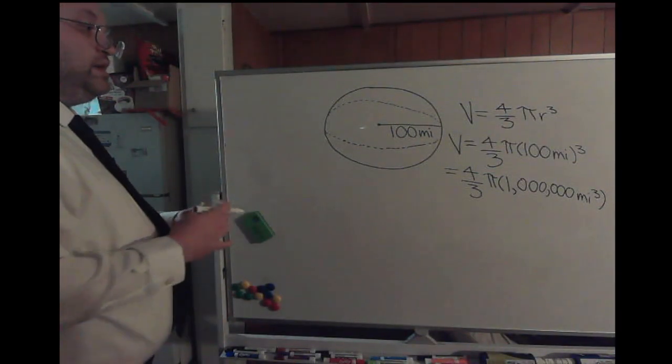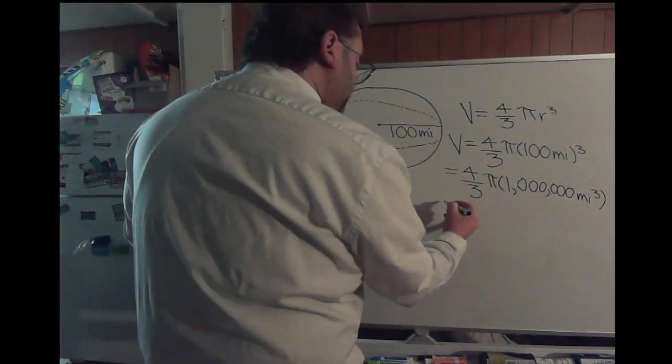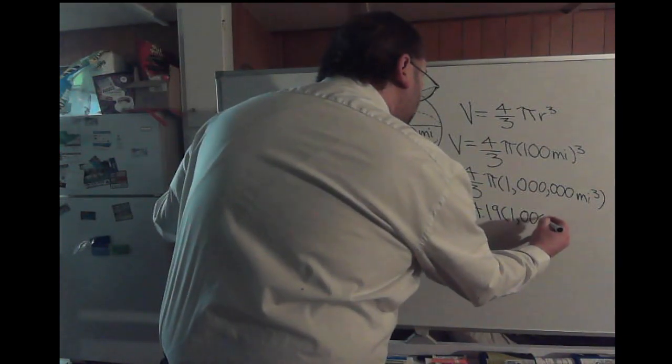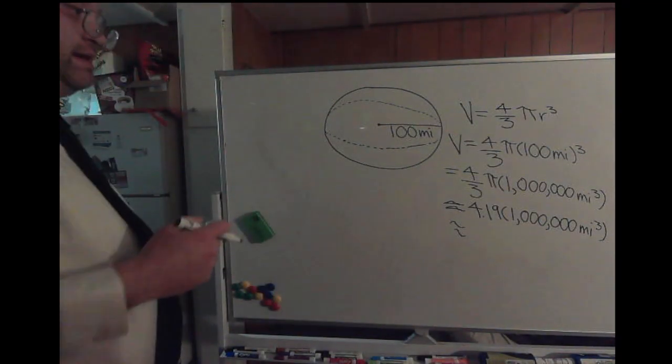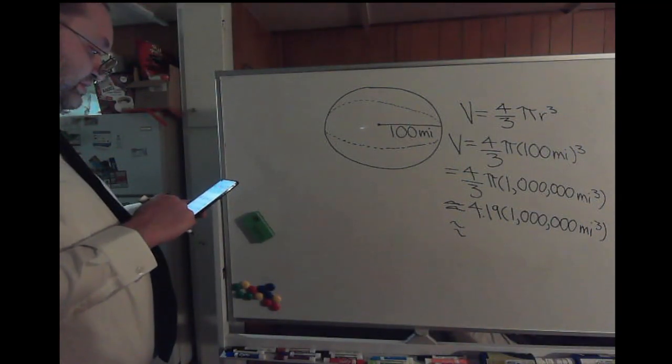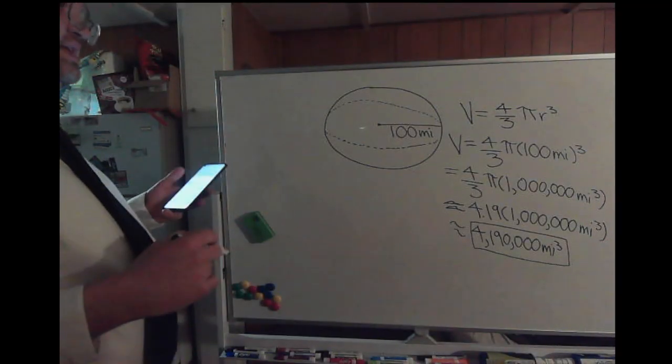Alright. So now we have a simple multiplication problem. We've already determined that 4/3 times pi is approximately 4.19. We'll take that times our 1,000,000 cubic miles. And now we just take 4.19 times 1,000,000. Yep, as I thought, it would be 4,190,000 cubic miles. So the volume of this sphere would be 4,190,000 cubic miles.